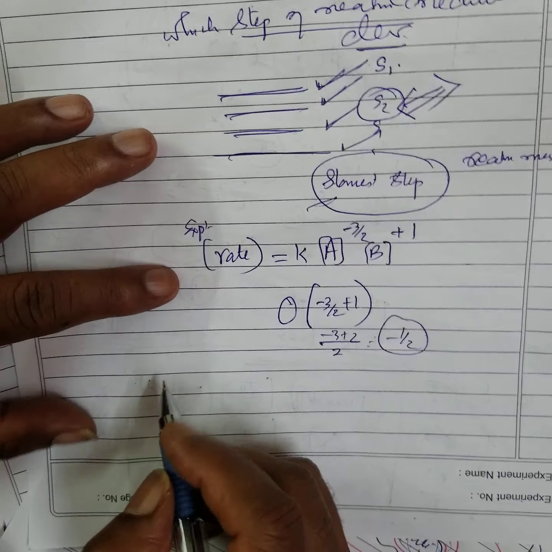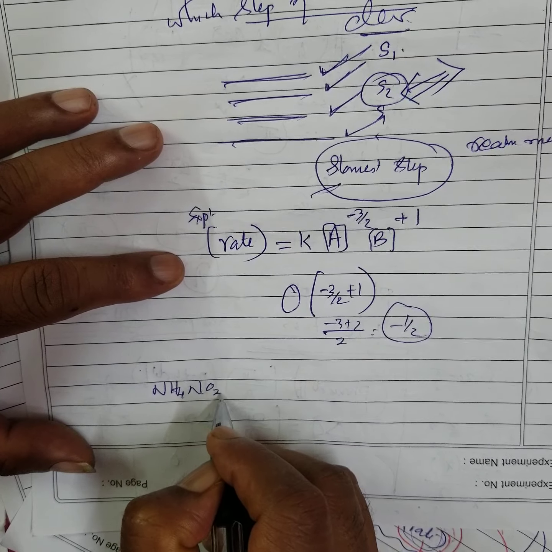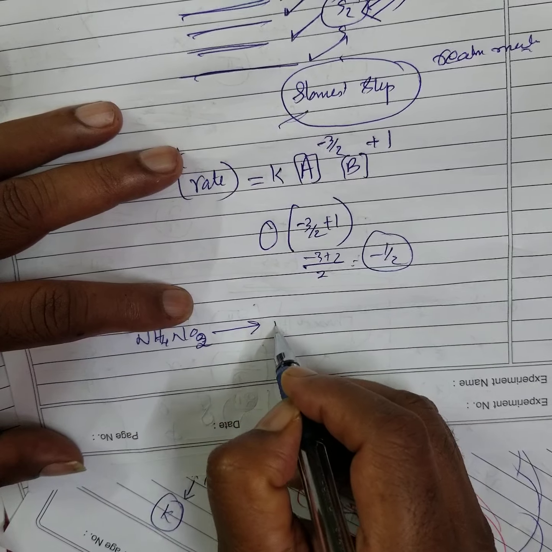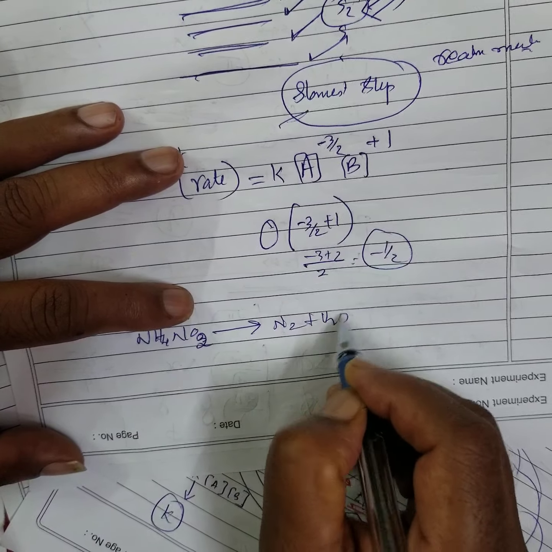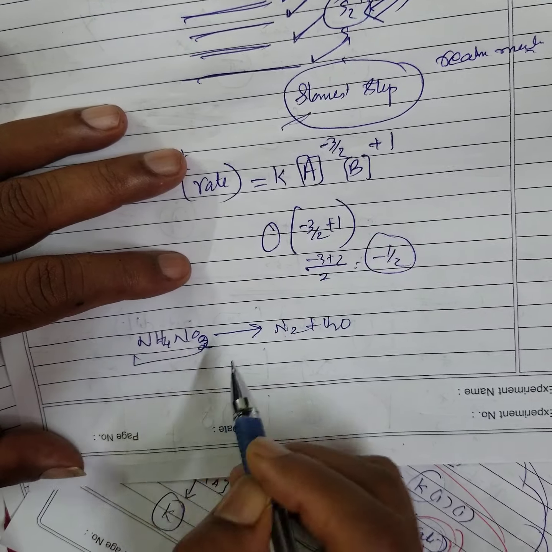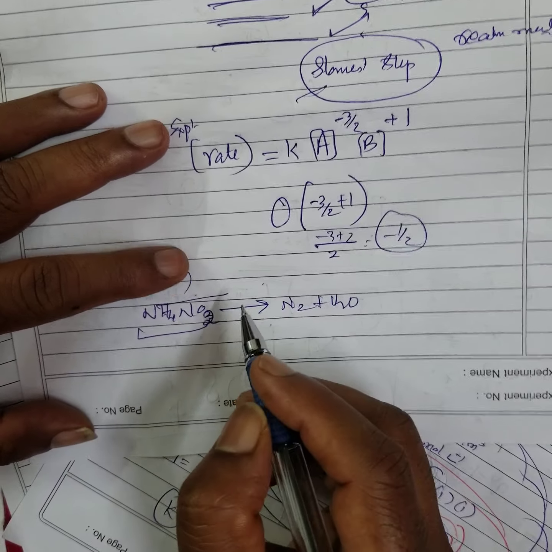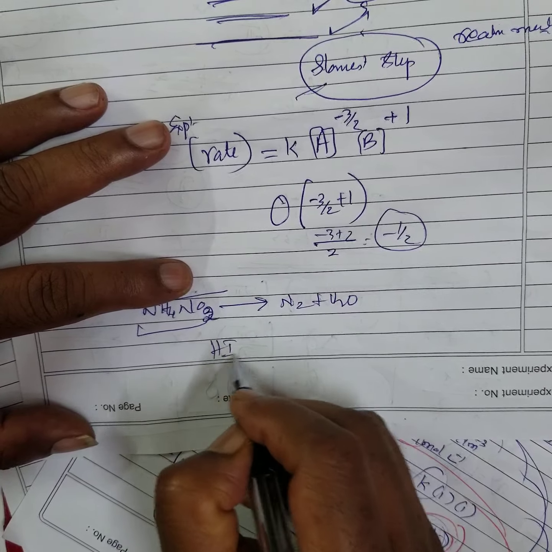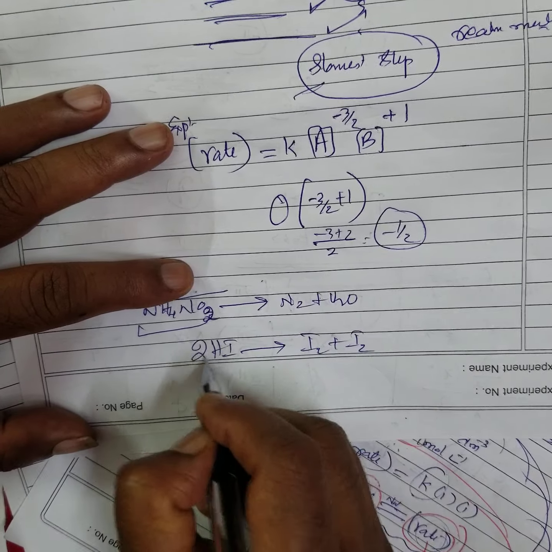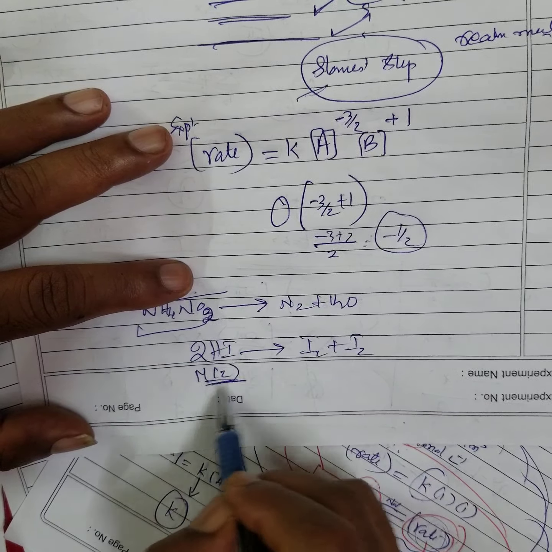Molecularity of the reaction, for example, take ammonium nitrate. Ammonium nitrate is the reactant. What will you get? Nitrogen plus water. I am not balancing it here. On the reactant side, the molecularity is 1. It is called a unimolecular reaction. Suppose hydrogen iodide gives hydrogen plus iodine. There are 2 molecules, so molecularity is 2. It is called a bimolecular reaction.